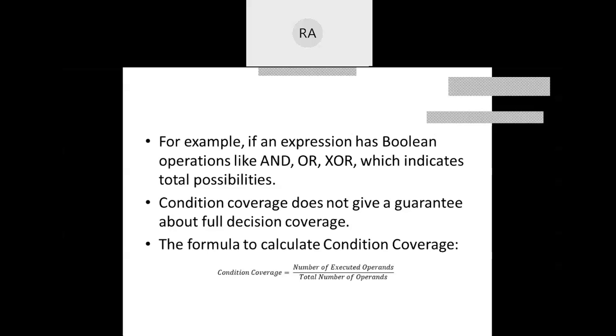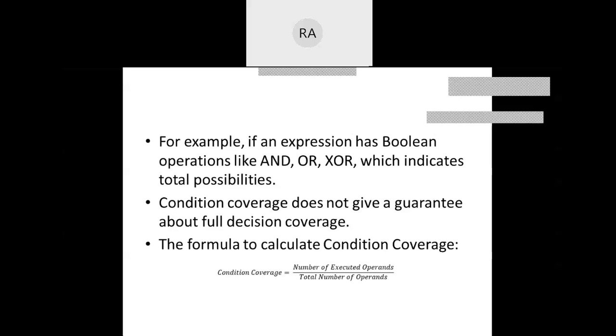Then you need to differentiate between decision coverage and condition coverage. It will not guarantee full decision coverage if you go for condition coverage. It will not assure you of covering the complete source code where you are going to consider even the decision coverage. You cannot assume that if I go for condition coverage, it will also cover decision coverage. No, that is not the assumption.